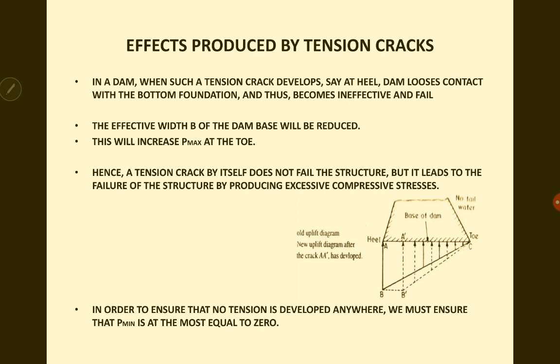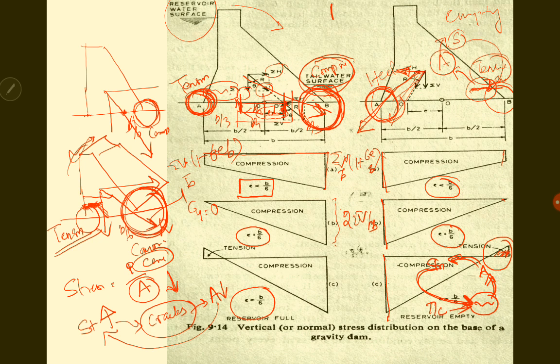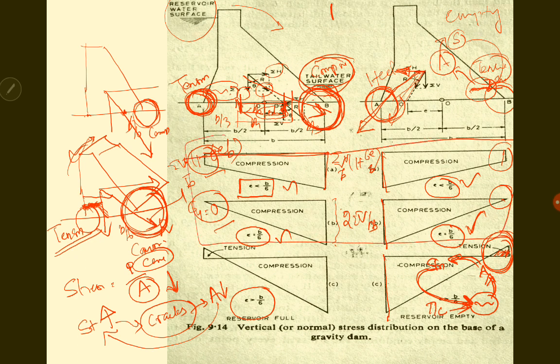Now, here you can see that this value, that is the P max, must be well within the limit so that it doesn't become negative. If the value gets negative, then only the failure will start. For this condition, that is E is less than B/6 and E is equal to B/6, there is no tension developed. Right? In the case of dam full or dam empty condition, in case of E less than B/6 and E equal to B/6, there is no tension developed. So in these conditions, the structure is safe. Only in these two conditions the structure is going to fail.